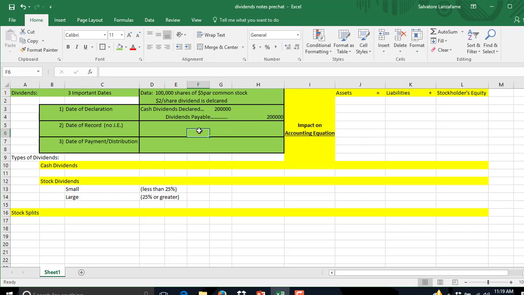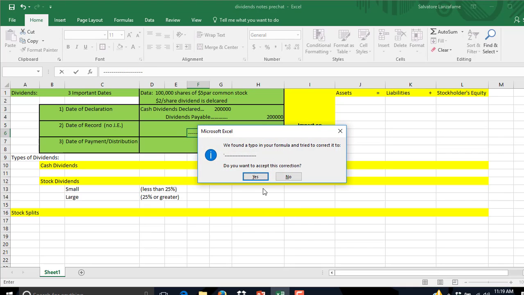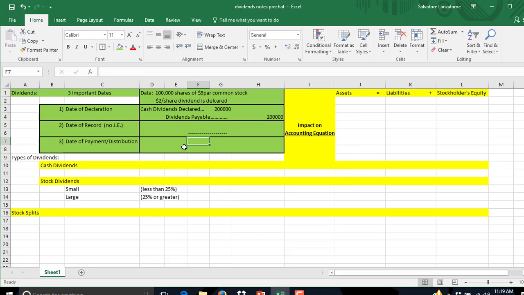As I said earlier, there is no journal entry on the date of record, so this is a non-event from a journal entry point of view. It's just an FYI. On the date of payment, date of distribution, this is when the corporation actually finally pays up what they said they were going to pay. And the journal entry basically would be, let's eliminate the liability that we created in the first entry. So we're going to debit dividends payable for the $200,000 that we originally created.